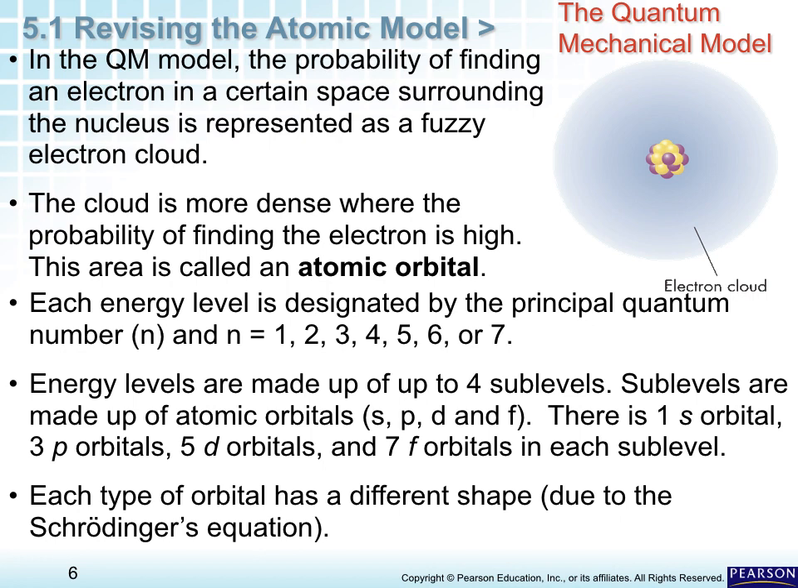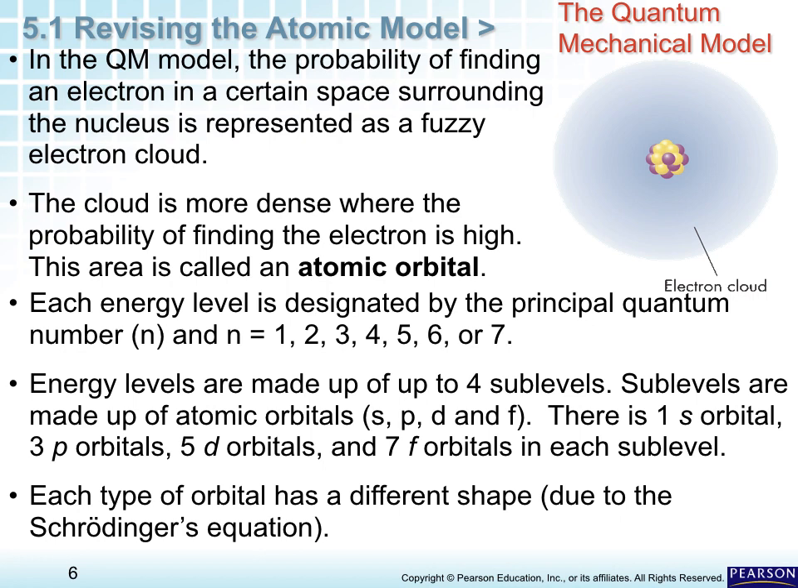Each energy level is designated by a principal quantum number, n, where n equals 1 through 7, which are the 7 energy levels that an electron can exist in an atom. The energy levels are made up of 4 sublevels. They are made up of atomic orbitals s, p, d, and f. Now, the way that it works is there's 1 s orbital, there are 3 p orbitals, 5 d orbitals, and 7 f orbitals for each sublevel.